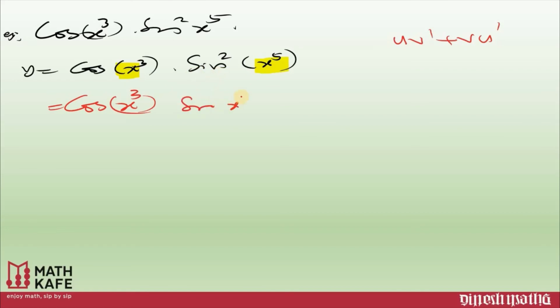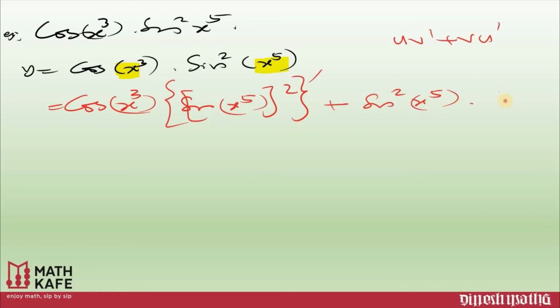I'm just writing a little more detail to make it clear for everyone. Sin x raised to 5 whole square, and this we need to differentiate. So I'm putting a dash to indicate we are differentiating. See, I have rewritten it as sin x raised to 5 whole square and its derivative, plus sin square x to the power 5 into, we need to differentiate cos x cube, putting dash. This step is not necessary. It is up to you. If you can write directly, you write and finish it.